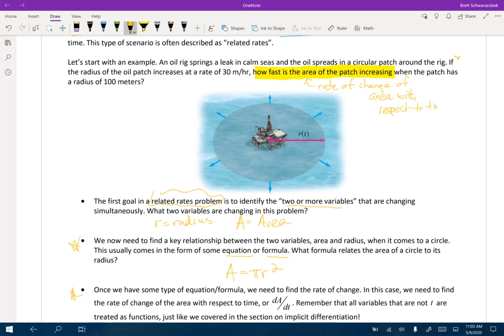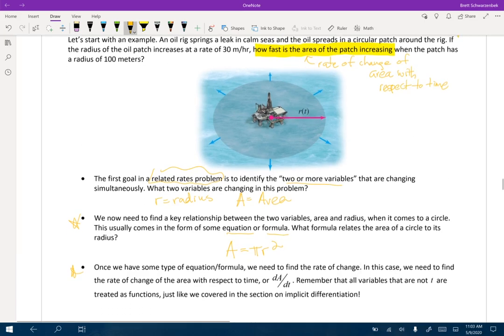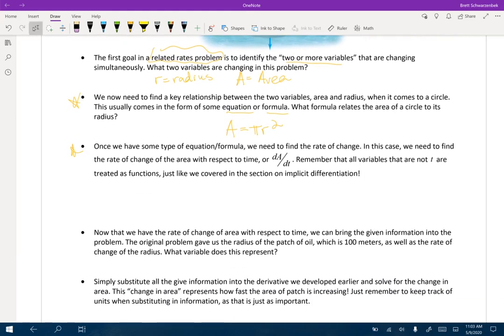Okay, so that is what we're trying to find. So how would we represent that in terms of a variable? We would say that that is dA dt. Why would we say that? Well, normally, what do we have? We have dy dx, right? So this is the derivative of y with respect to x. It's also the rate of change of y with respect to x.